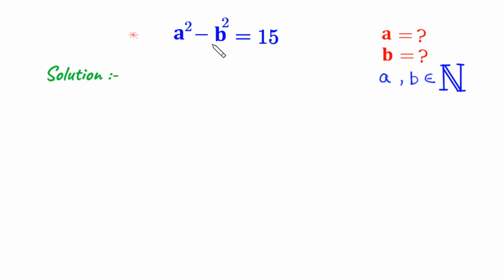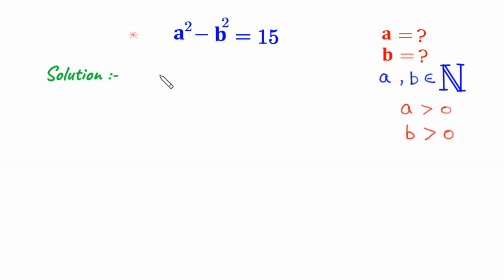A squared minus b squared is equal to 15. Our job is to find all possible values of a and b, where a and b are natural numbers. It means a is greater than 0 and b is greater than 0.